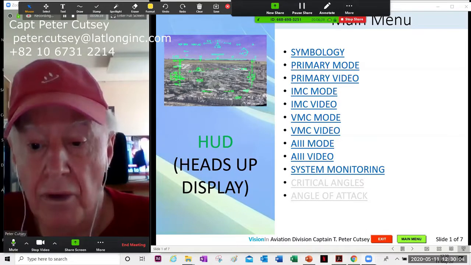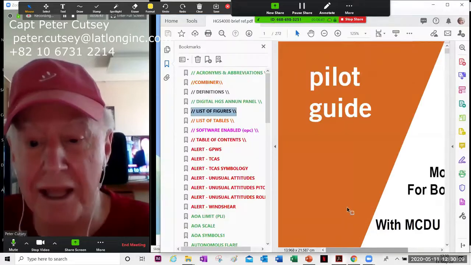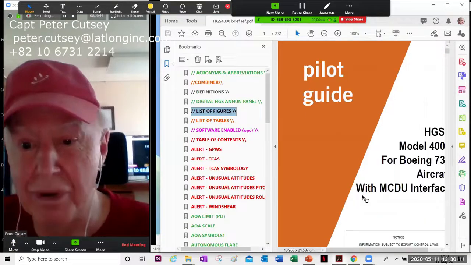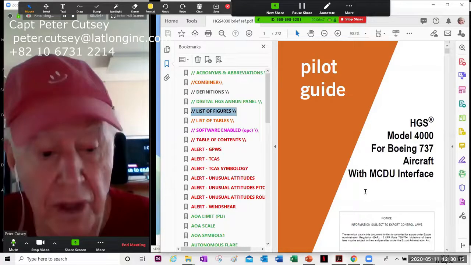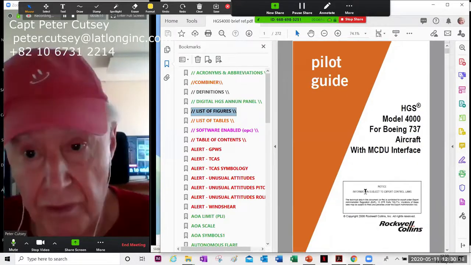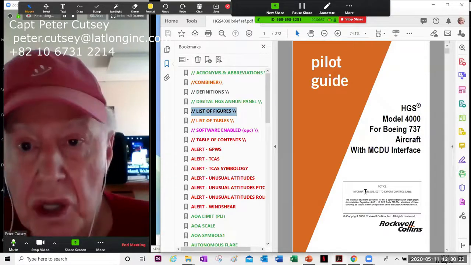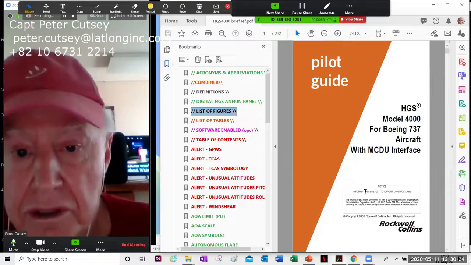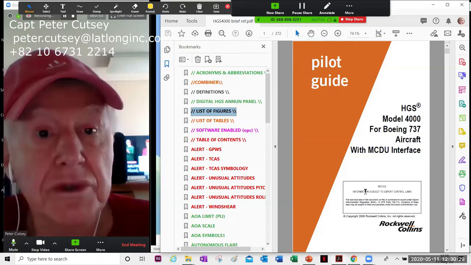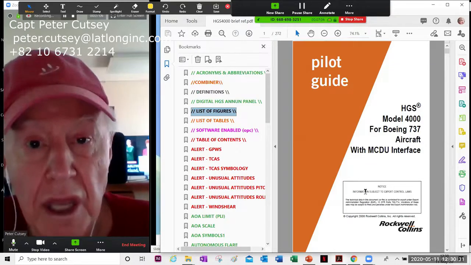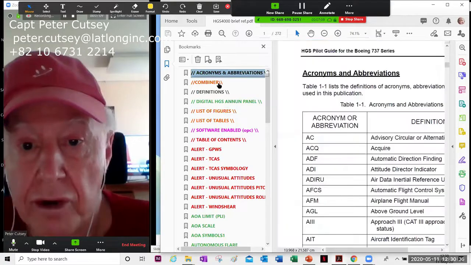And before you can understand all of that, you should go to the pilot guide put out by Rockwell Collins for the HGS Model 4000, which is the one that we're going to be referring to in this briefing. So in that pilot guide, you have all the information you need, 272 pages of the knowledge you should have before you start your first sim session. Okay? You have acronyms and abbreviations. You should know what they are.